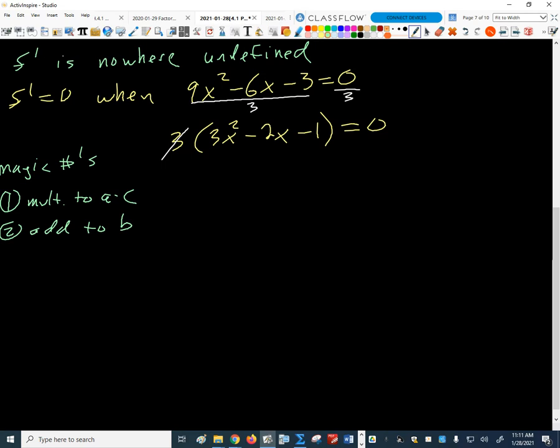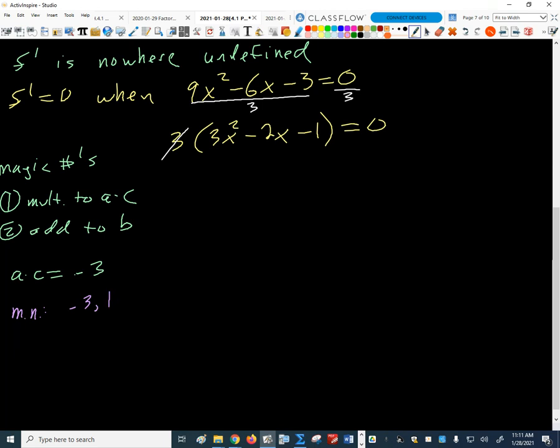A times c is 3 times negative 1. So they have to be factors of negative 3 that add to negative 2. Do those magic numbers exist? You're telling me, yeah, they do. That would be negative 3 and positive 1, right? So my magic numbers are going to be negative 3 and positive 1.